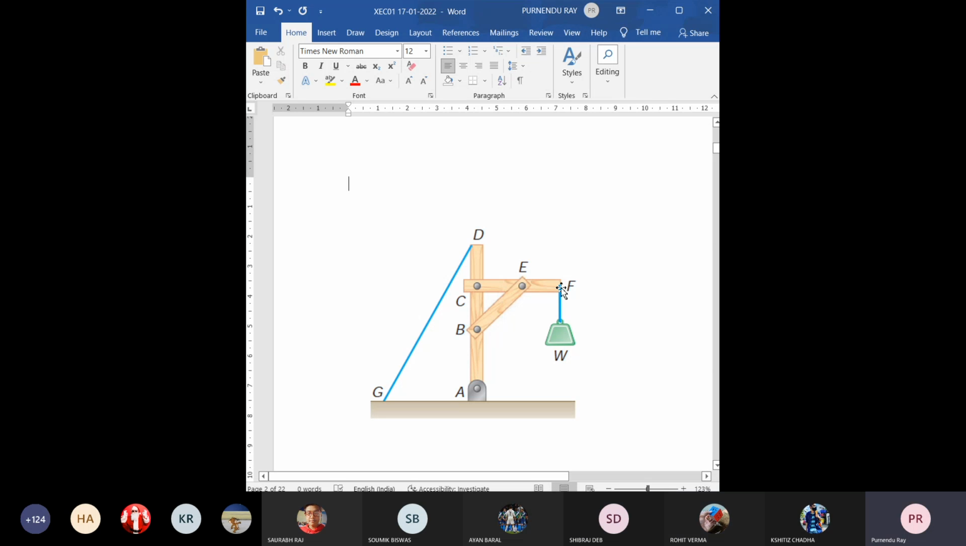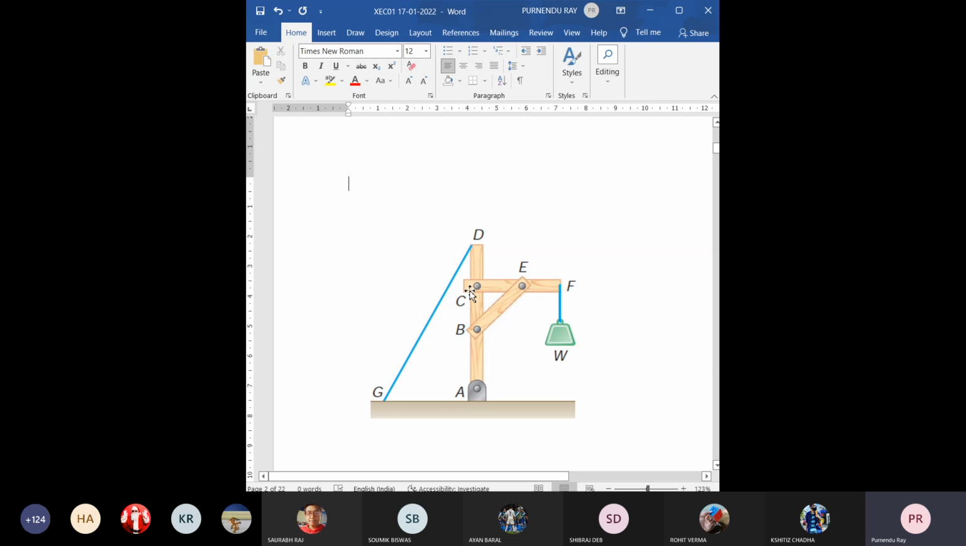We need to put it in this position. Of course, we need some arrangement of supporting this. Have you seen that electric post there, roadside? There you'll find a vertical member supported by one inclined wire-like thing, one end fixed at the ground, the other end tied at the top of that electric pole.